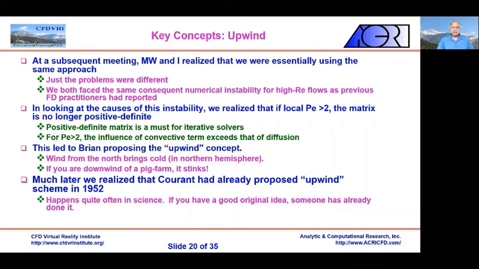So this led Brian to propose the upwind concept. The wind from the north always brings cold, at least in the northern hemisphere. And Spalding had lived downstream of a pig farm. He says it always stinks when I'm downwind from the pig farm. As again happens very often, we realized later that Courant had already proposed the upwind scheme more than a decade earlier, in 1952. Quite often it happens in science. If you have a good original idea, believe me, somebody else has already worked on it.